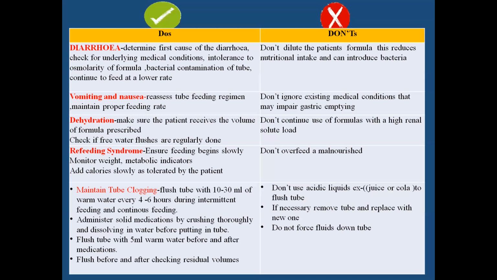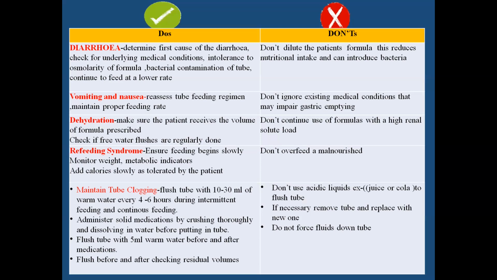अगर vomiting है, nausea है, तो reassess the tube regimen. मतलब ट्यूब जो प्लेस है, वो सही जगह प्लेस है कि नहीं, इसे हमें चेक करना चाहिए, and maintain proper feeding rate. And don't ignore existing medical conditions that may impair gastric emptying.